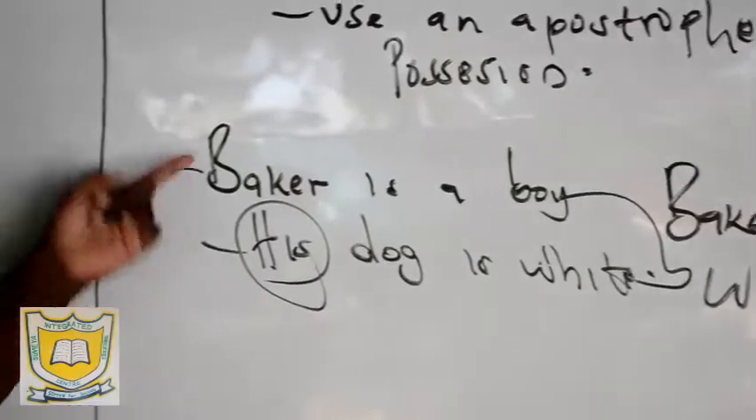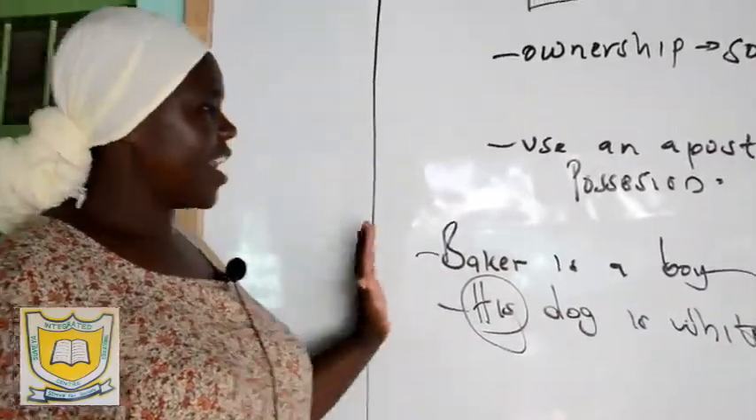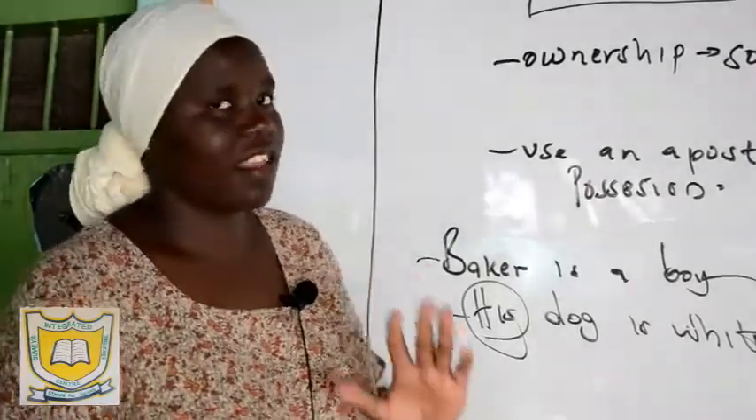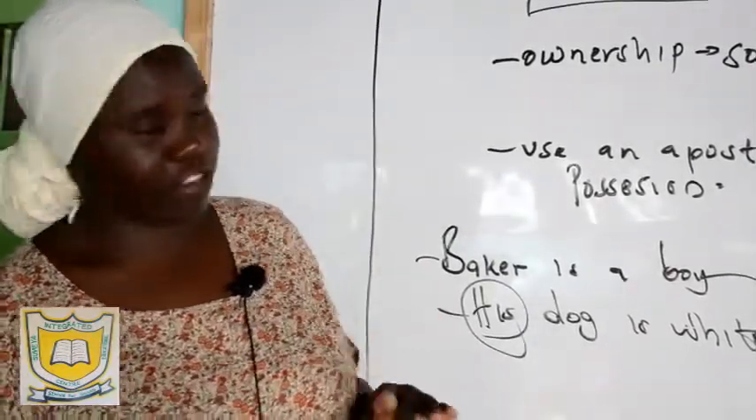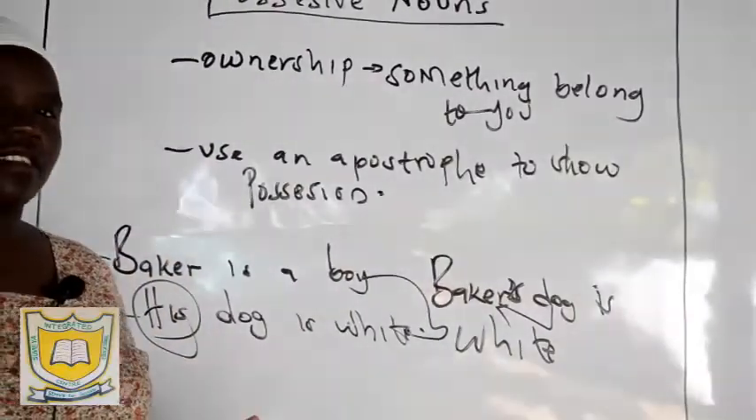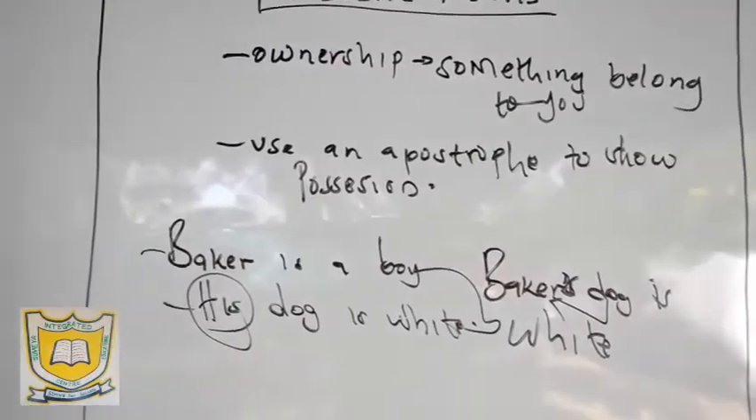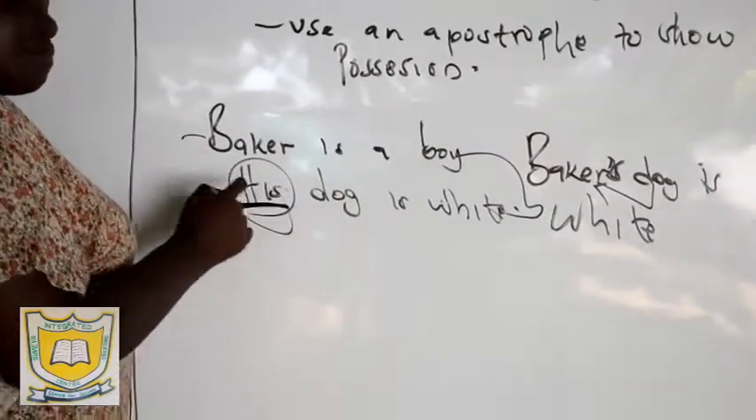For example, Baka is a boy. His dog is white. Instead of writing these sentences separately, you can just write one sentence by use of an apostrophe and say, Baka's dog is white. Now, I have an apostrophe. What did my apostrophe replace? My apostrophe replaced the possessive pronoun.